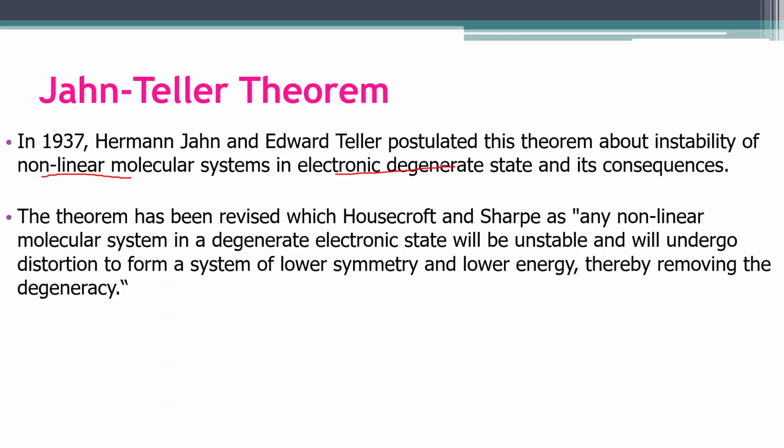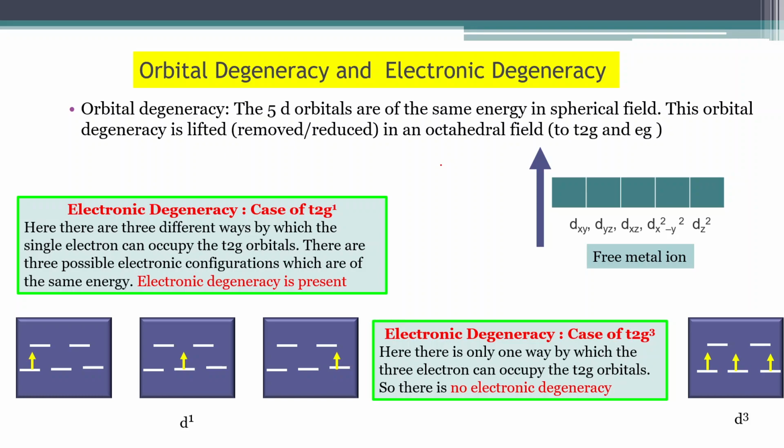And what does electronic degenerate state mean? There are two types of degeneracy we are learning. The first one is the orbital degeneracy, which we discuss in crystal field theory, that's associated with d orbitals. We know the five d orbitals have the same energy in the spherical field, and if it comes into the octahedral field, what will happen? The degeneracy is lifted, removed, or reduced. It will change to the T2g state and Eg state. They are also triply degenerate or doubly degenerate states. T means triply degenerate and E means doubly degenerate.